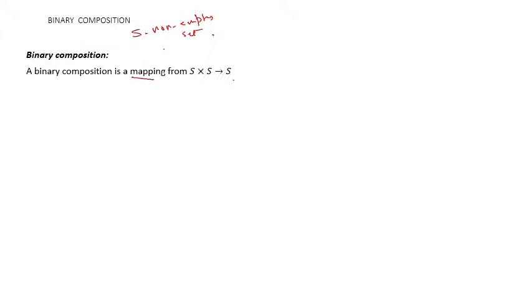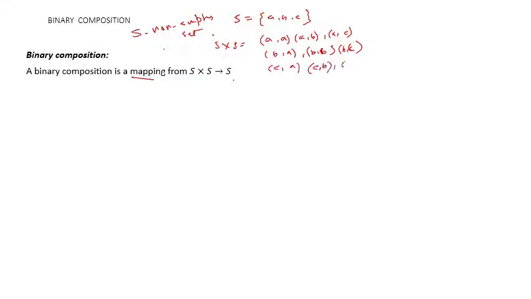Now S cross S আমরা জানি it is the Cartesian product, তার মানে S এর এলিমেন্ট গুলো যদি আমরা ধরি A B C, suppose একটা ফাইনাইট আমরা নিচ্ছি, then what is S cross S? It is AA, AB, AC, BA, BB, BC, CA, CB and CC. So this is S cross S.